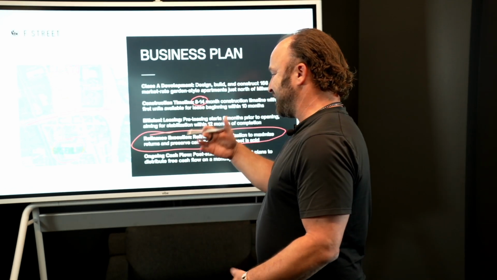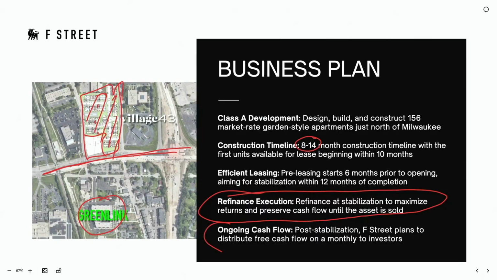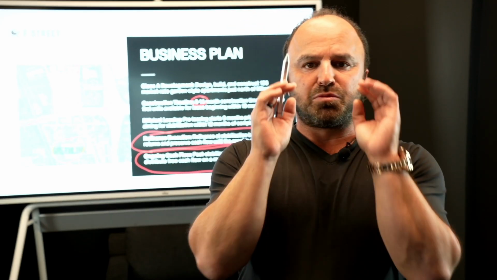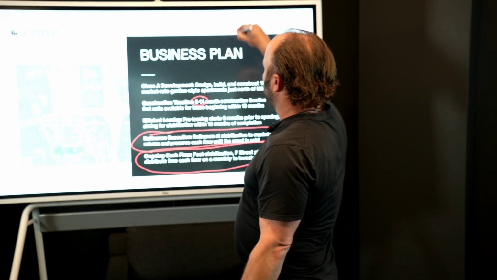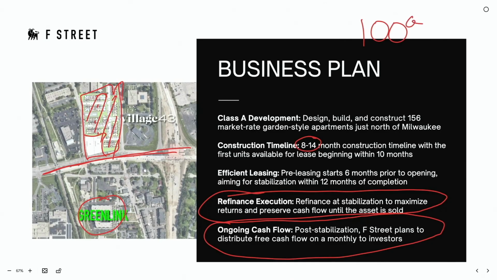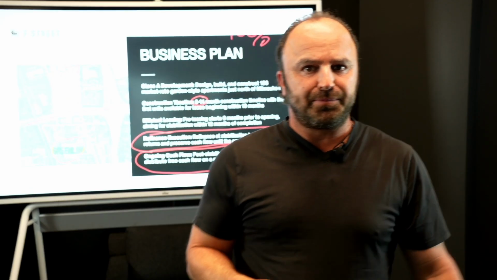Then, in addition to that, we're going to have ongoing cash flow. Post-stabilization, F Street plans to distribute all free cash flow, 100% of the free cash flow. So think about this. Every single dollar that's coming into the project goes back to the investors until the investors receive 100% of their money. We're going to keep returning the money to you.